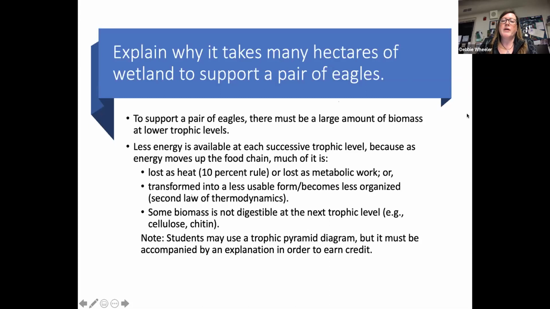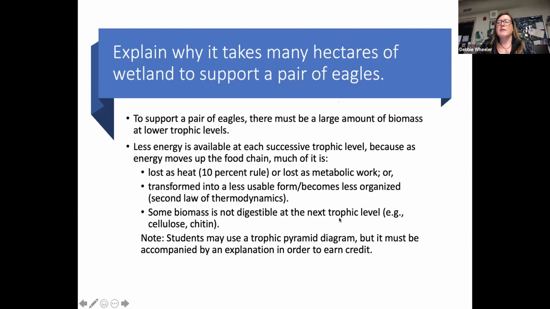To support a pair of eagles, there must be a large amount of biomass. Less energy is available at each successive trophic level because of that 10% rule. Some energy is going to be lost as it moves up. Some is going to be transformed into a less usable form. We're going to talk about the second law of thermodynamics in a minute. Hopefully you guys are pretty familiar with that. And then some biomass is always not digestible, so it doesn't necessarily go to the next level.